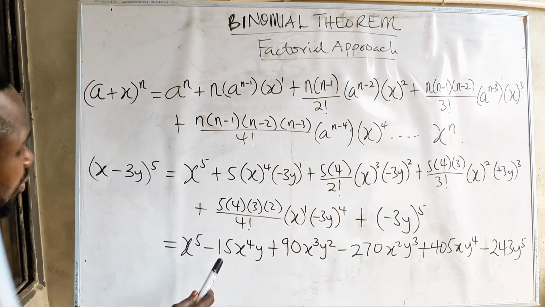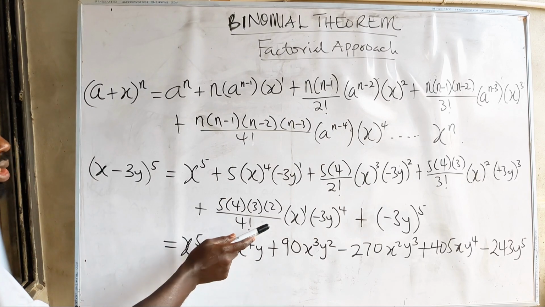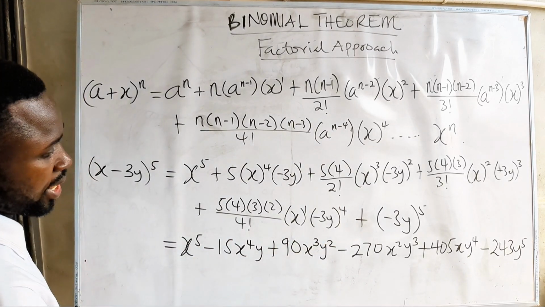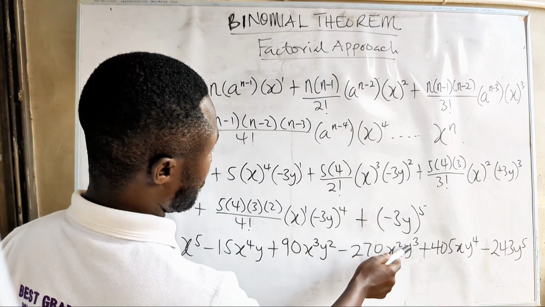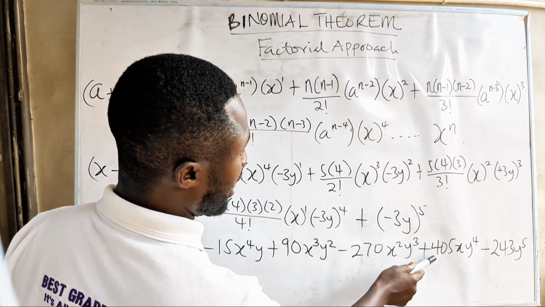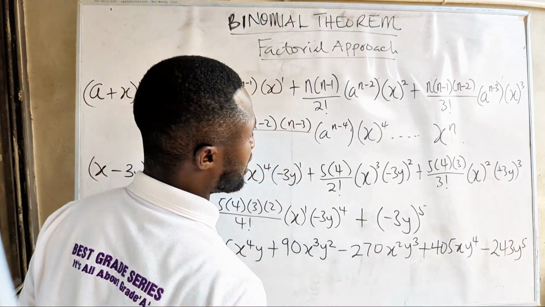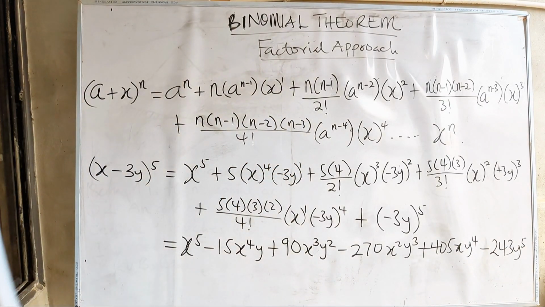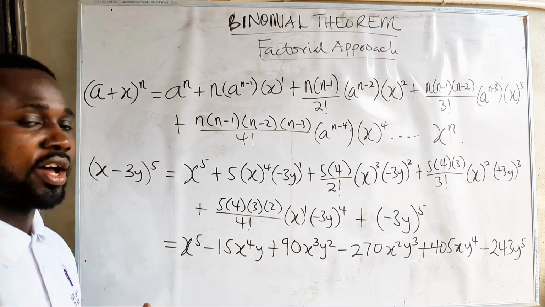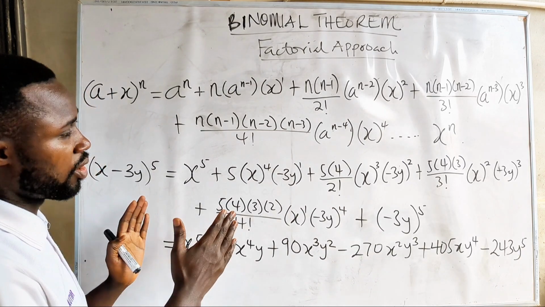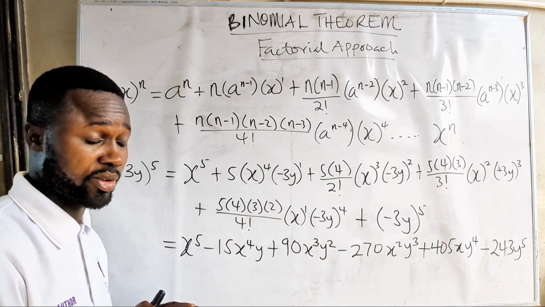s exponent 5 minus 15s exponent 4 y plus 90s cubed y squared minus 270s squared y cubed plus 405sy exponent 4 minus 243y exponent 5. So this is what we have, and I know you enjoy. Let's solve another question on this, and I believe you understand it perfectly.